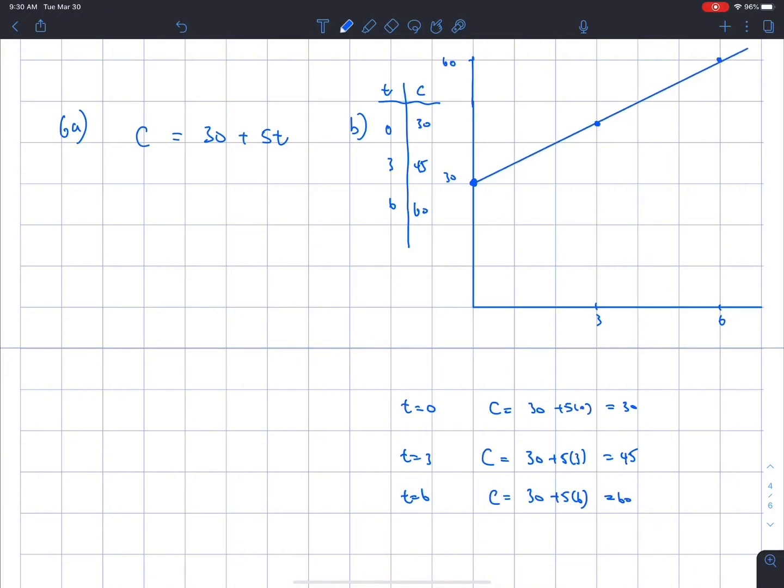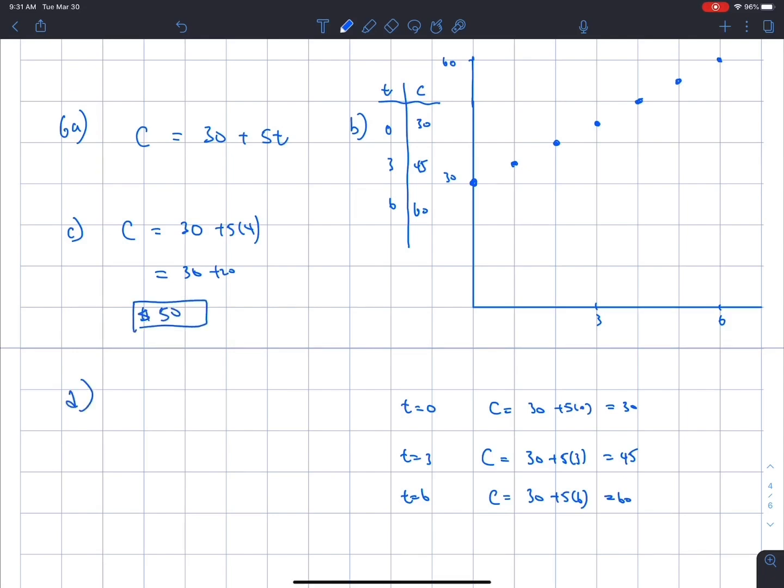Same idea. I don't think we can rent this power rig for half hours. So we probably get charged in 1 hour increments. So it will just be a bunch of dots like that. And then C. What is the cost to use the power rig for 4 hours? C equals 30 plus 5 times 4. 30 plus 20. So the cost is 50.